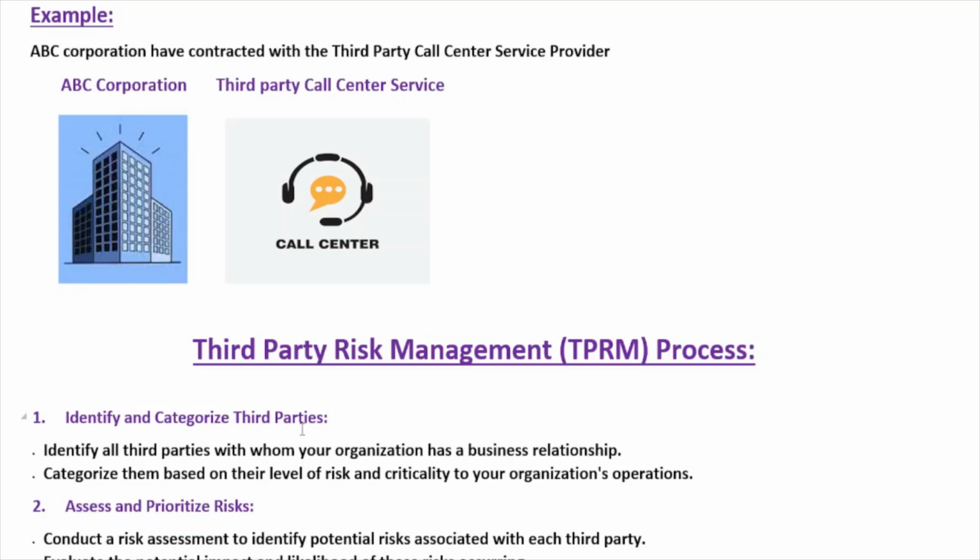Like if we talk about our example, in this step, ABC Corporation identifies its call center provider as a critical third party who is responsible for customer support operations. And the call center provider is categorized as a high-risk third party, basically due to the potential impact on ABC Corporation's customer experience and its brand reputation as well, okay?